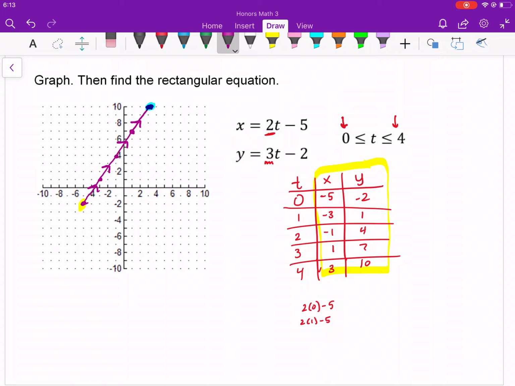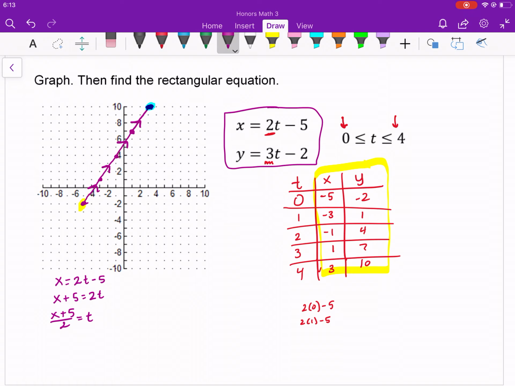All right, so let's get to the fun part where we convert. Converting it to a rectangular equation just means that we need to solve for t in one of these equations and do a substitution so that we have the equation in terms of x and y. So you can choose whichever one you want. I'm going to go ahead and say I'll use the x equals 2t minus 5 equation. So I'll add 5 and divide by 2.